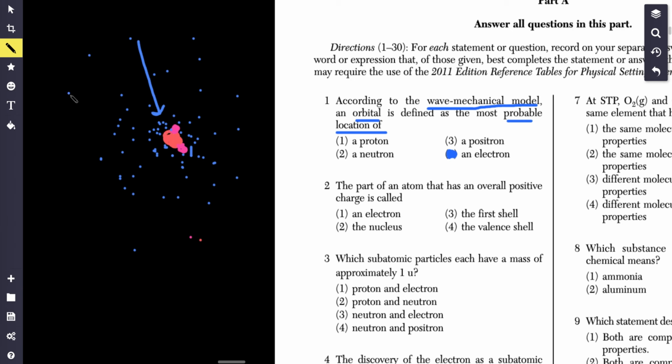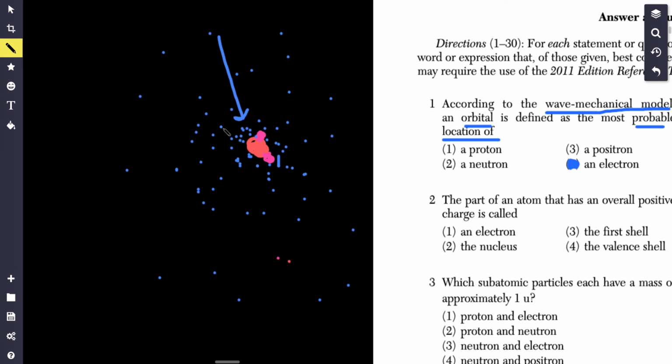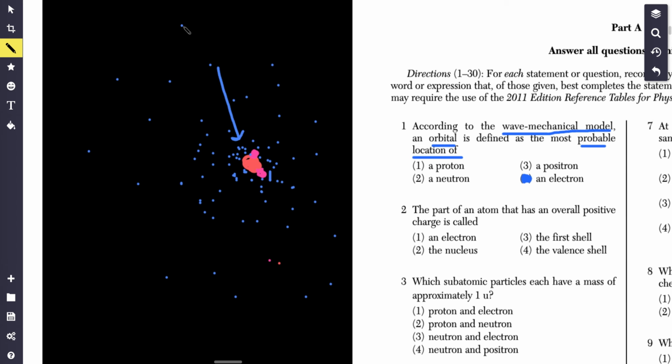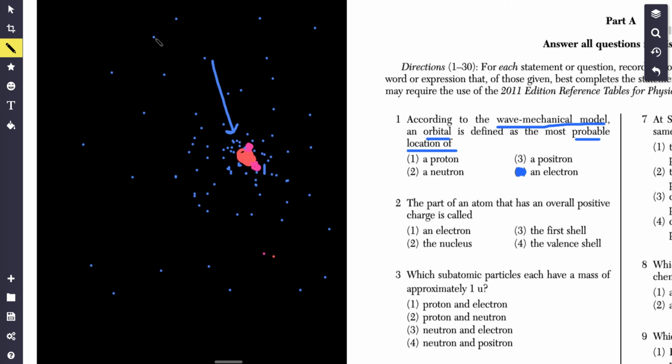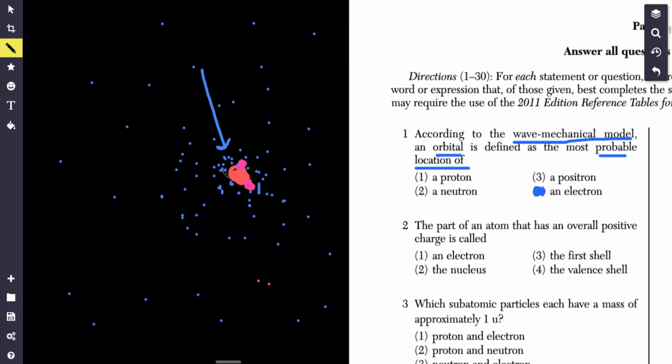But notice how as I get further away from the atom, the chances of an electron being there are less and less. That makes sense because electrons are negatively charged and they're attracted to the positively charged nucleus, so they want to be as close to it as possible. When they head out like this, they're in an unstable state, so the likelihood of them being out here is far less than if they were closer to the nucleus.